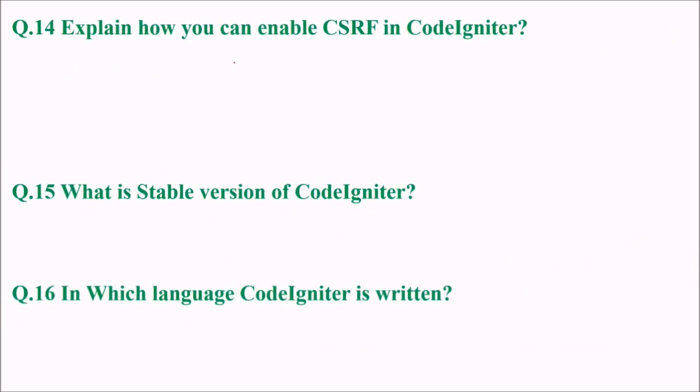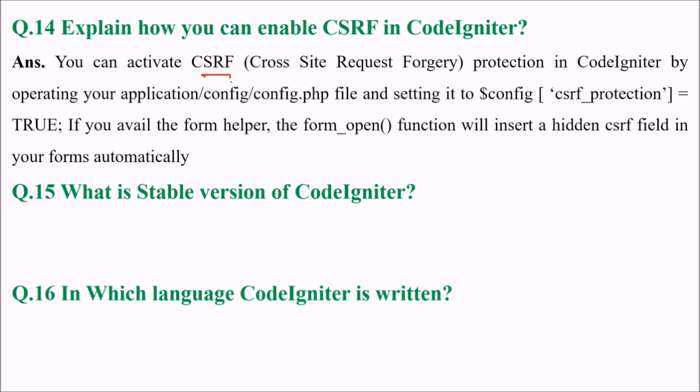Explain how you can enable CSRF in CodeIgniter. You can activate the CSRF, cross-site request forgery protection, in CodeIgniter by opening your application config.php file and setting $config['csrf_protection'] to TRUE. And if you use the form helper, then the form_open function will insert a hidden CSRF field, which we call a token, in your forms automatically.